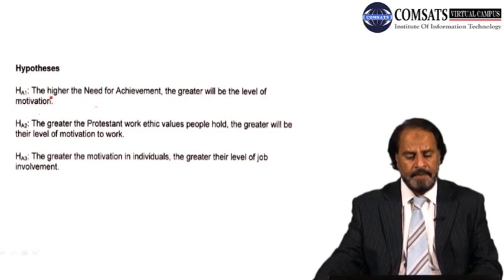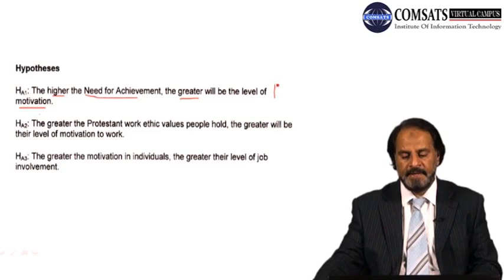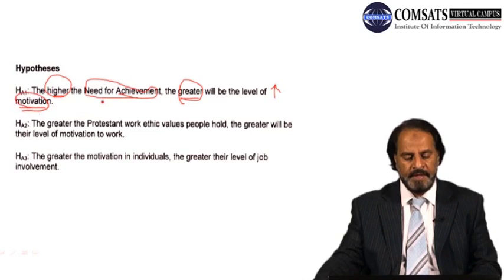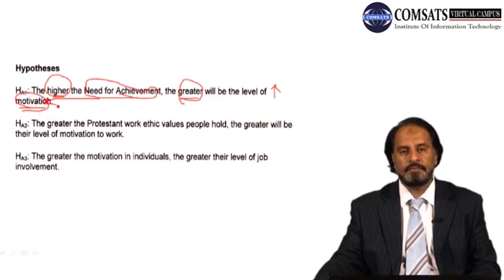So we're saying the higher the need for achievement, the greater the level of motivation. What we can see is this is a directional type of hypothesis statement. Why? Because we're saying higher and greater. The two variables are need for achievement and motivation. So we're saying there is a relationship between these two, and we're saying it's a positive one.